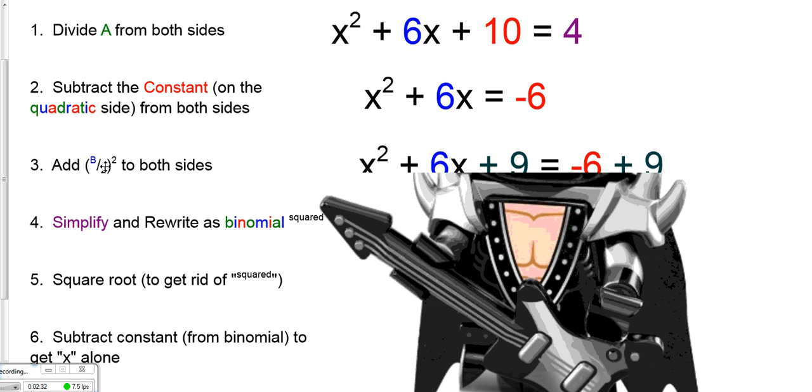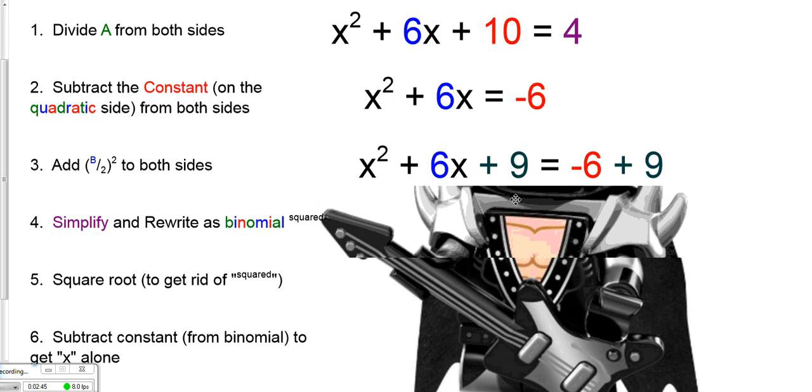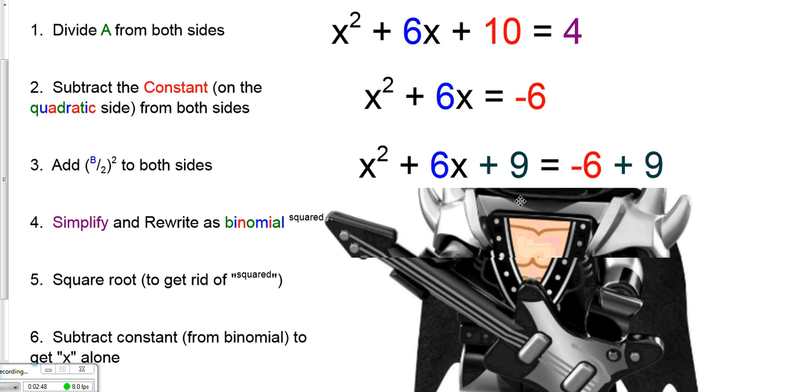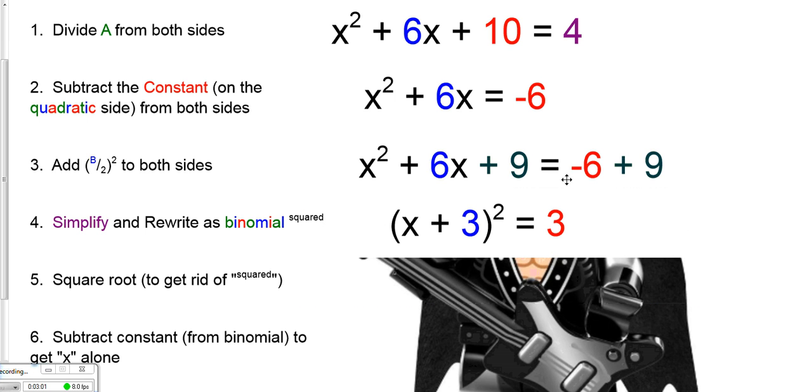Now we're going to add half of b squared to both sides of the equation. b is 6. Half of 6 is 3. 3 squared is 9, so we're adding 9 to both sides of the equation. I'm going to move that down just a little bit so you can see. We added 9 to both sides. This side is now a perfect square trinomial. This side is just two constants. I can add them together and simplify. So when I simplify this side, it becomes positive 3. When I rewrite this side, it's x plus 3 squared.